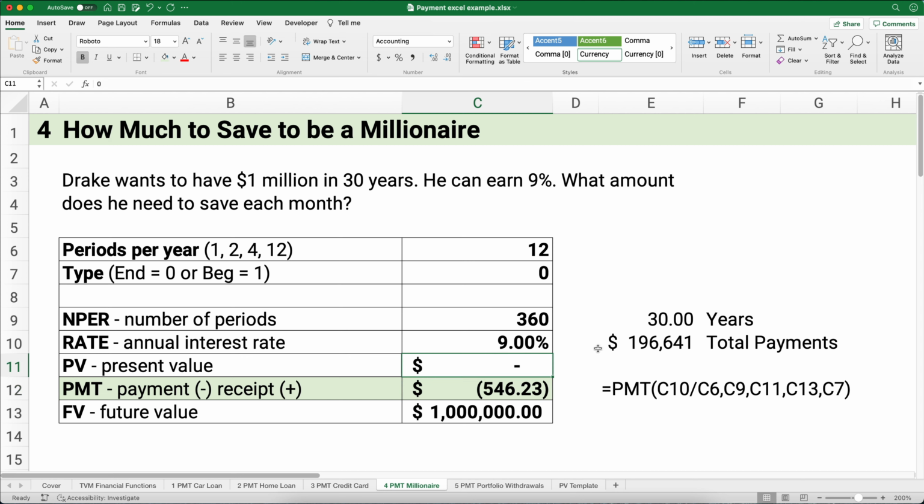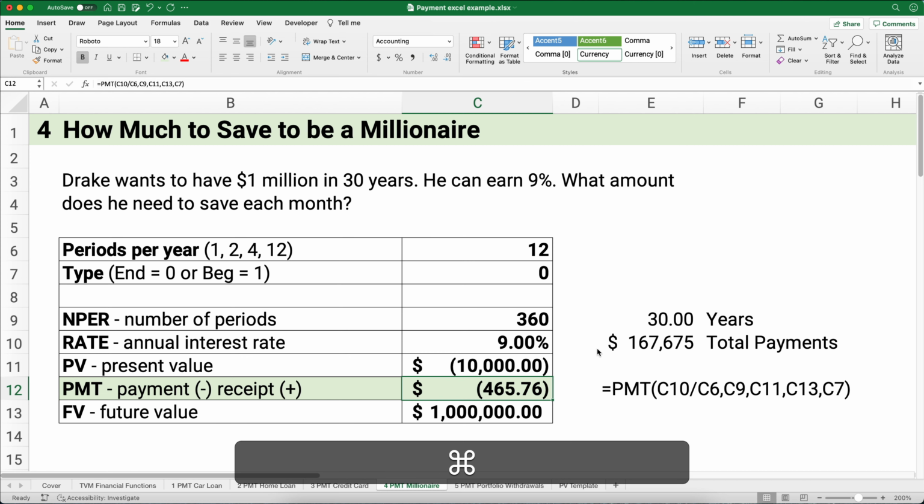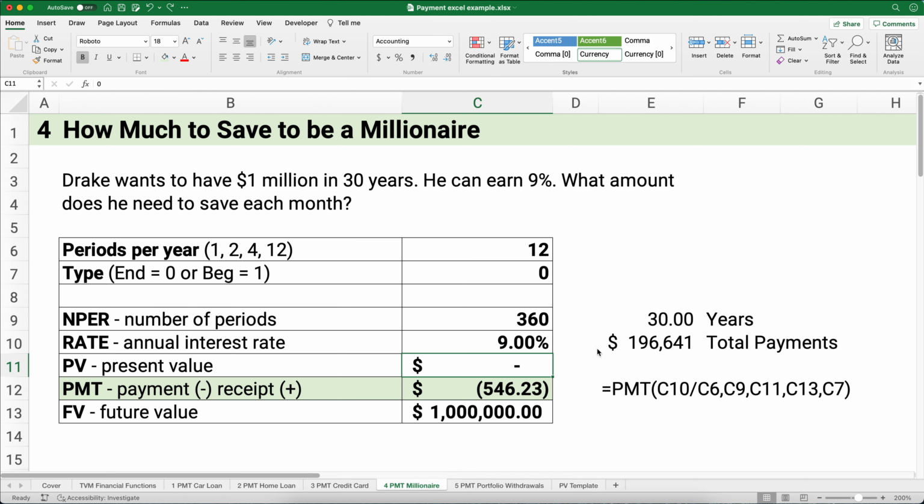But what if he says, hey, wait a minute, I actually have $10,000 that I've saved already. So put that in as a negative, $10,000. $465 is how much he needs to save every month now. So it changes. So this is a template, how that works every time. We have one more and we'll talk about the template.